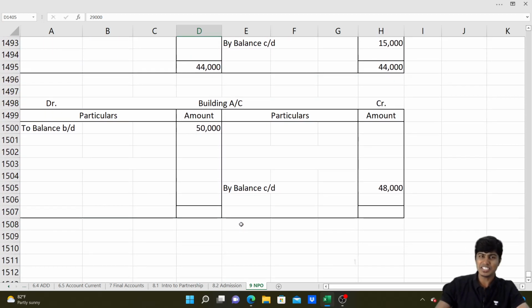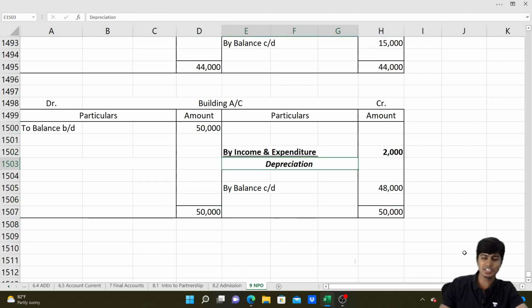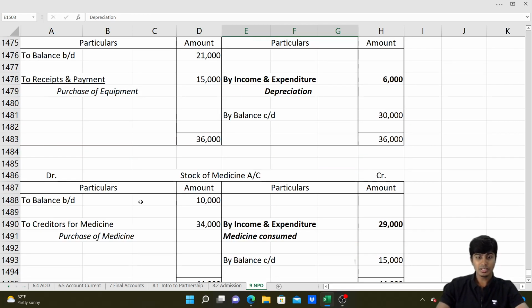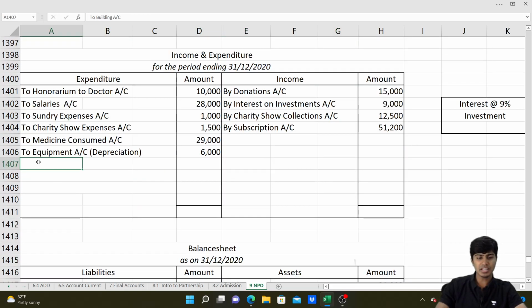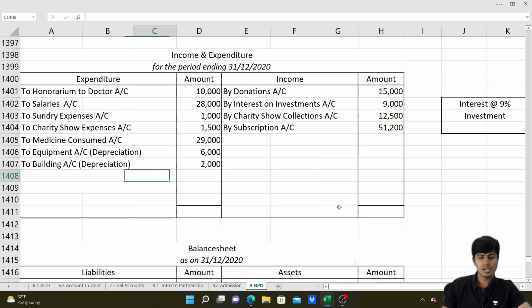Last ledger, building, easiest of the ledgers. Opening was 50, closing is 48. What happened? Yeah, what happened? Depreciation. How much? 2,000. Income and expenditure, depreciation. This I'll write in my income and expenditure account on the debit side as depreciation 2,000. Shall we come down to our income and expenditure account? There on the debit side, I'll write to building 2,000 rupees. This 2,000 is depreciation. Got it? That's it.